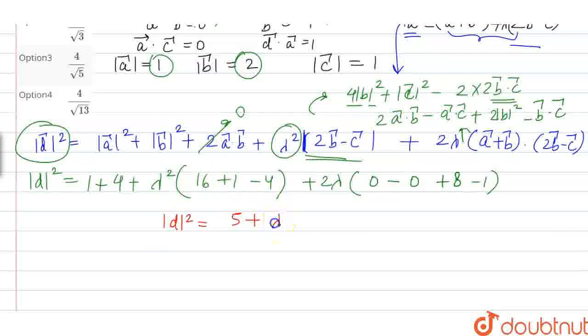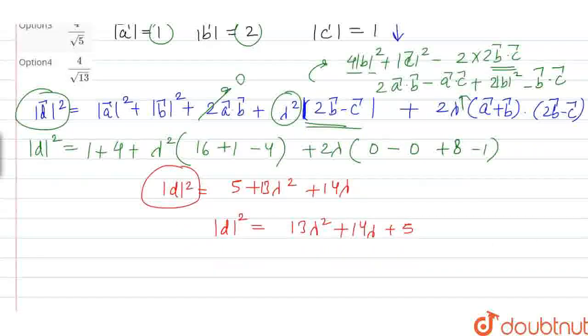Plus, this becomes lambda square into 16 minus 4, 12 plus 1, that is equal to 13. So this is 13 times lambda square, and this is 8 minus 1, 7 into 2, 14, so this is 14 times lambda. So the final equation is this one: the magnitude of D square is equal to 13 times lambda square plus 14 lambda plus 5.